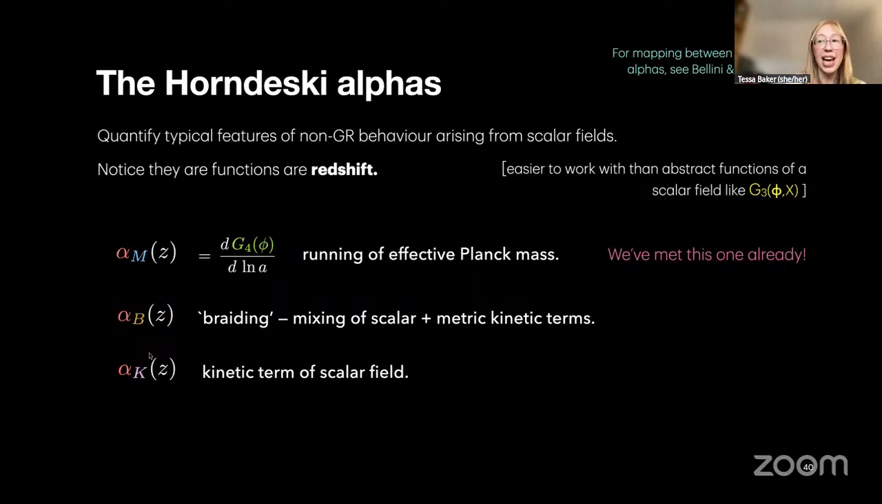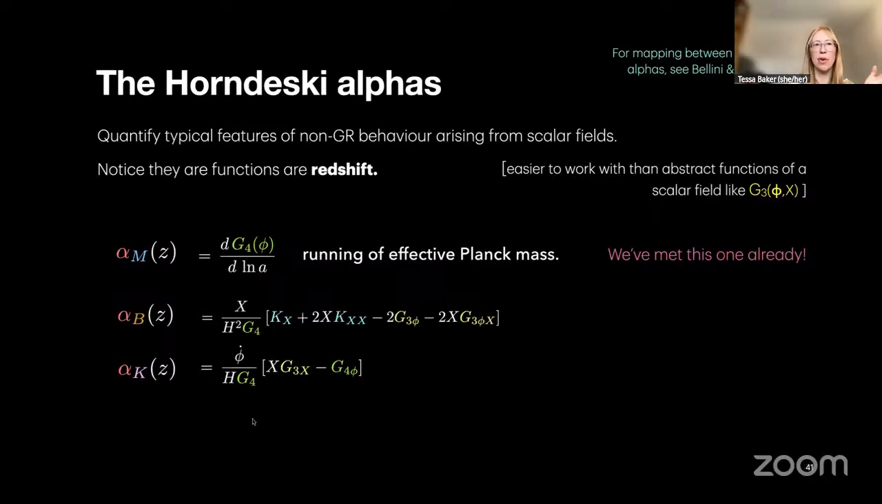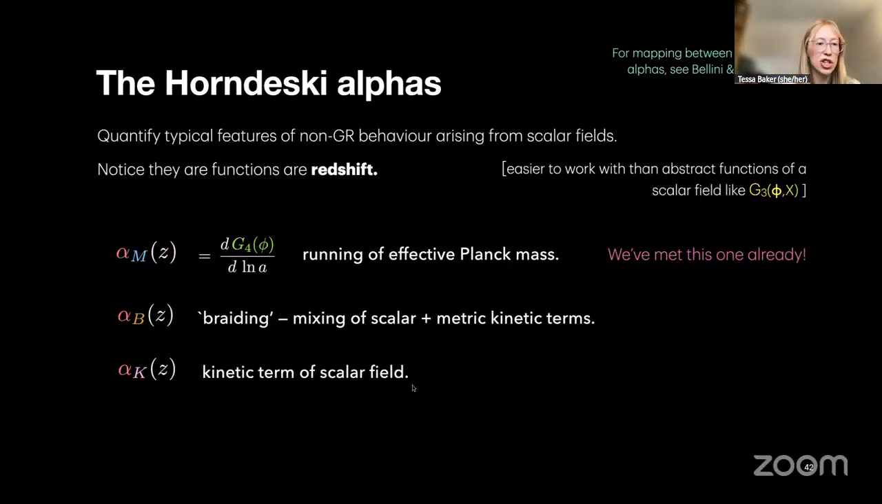Now, these objects can all be expressed in terms of those functions I had on the previous slide. So K, G3, G4, they are related to derivatives of those objects and linear combinations of those derivatives evaluated on the cosmological background. I put the expressions on the slide for completeness. In some sense, they're not particularly useful to look at. So it's easier just to think about these three alphas as things that we want to constrain to test this whole space of scalar tensor theories. And I will sometimes slip up and call them parameters. Obviously, they're not parameters, they are functions of redshift.